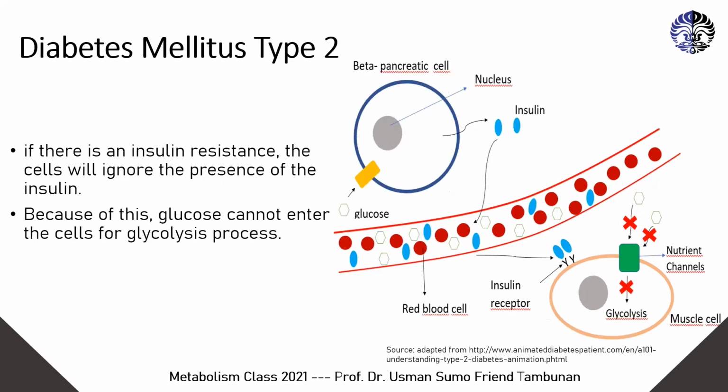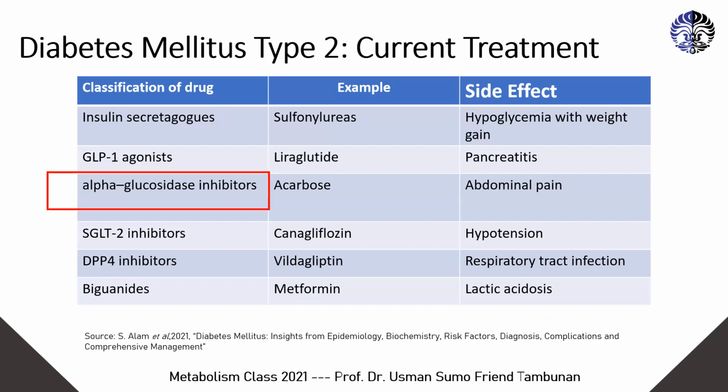If there is insulin resistance, the cells will ignore the presence of insulin. Because of this, glucose cannot enter the cells for the glycolysis process. The current treatments for diabetes mellitus type 2 are presented in this PowerPoint.